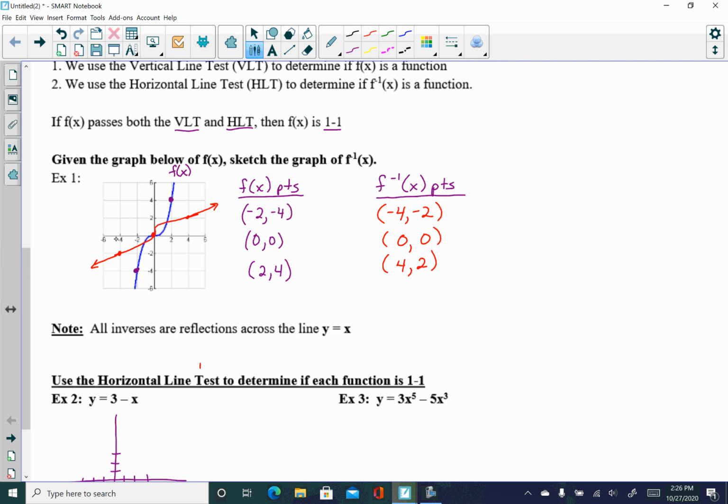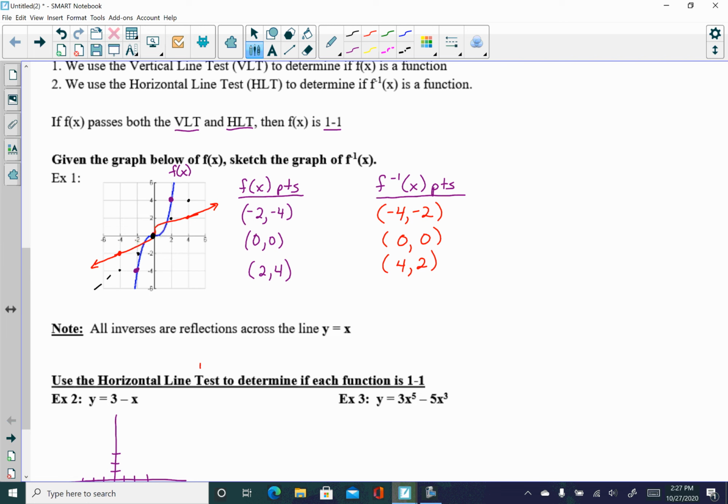Moving on from here, there's a fact just below. It says a note: all inverses are reflections across the line y equals x. The line y equals x is here in the center, and because that's your origin, 0, 0, that's the y-intercept at 0, 0, and then your slope is up 1 over 1. Now I'm going up 2 over 2, but that's the same thing, because 2 over 2 is still going to give you 1 over 1.